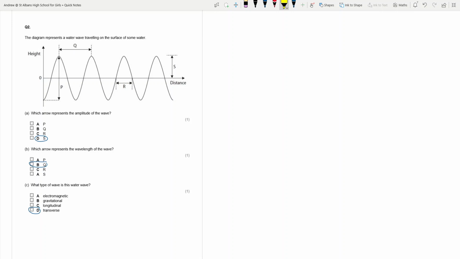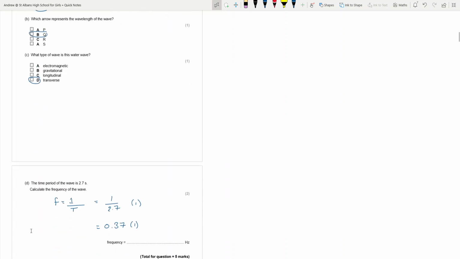What type of wave is this water wave? It's a transverse wave, because water waves are transverse waves. You can work it out from the diagram because this is height and this is where we're going, but we've got a transverse wave here.